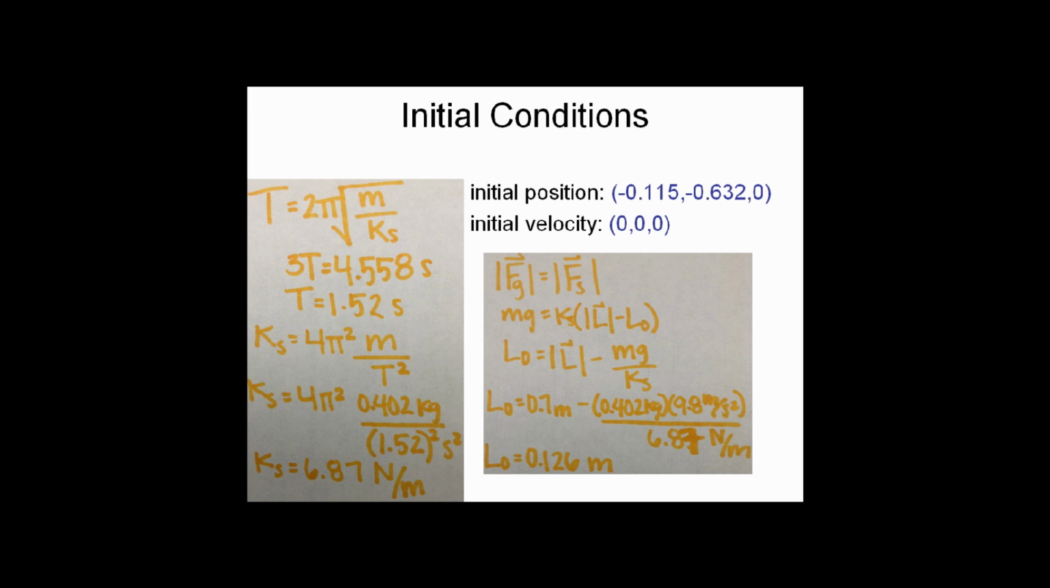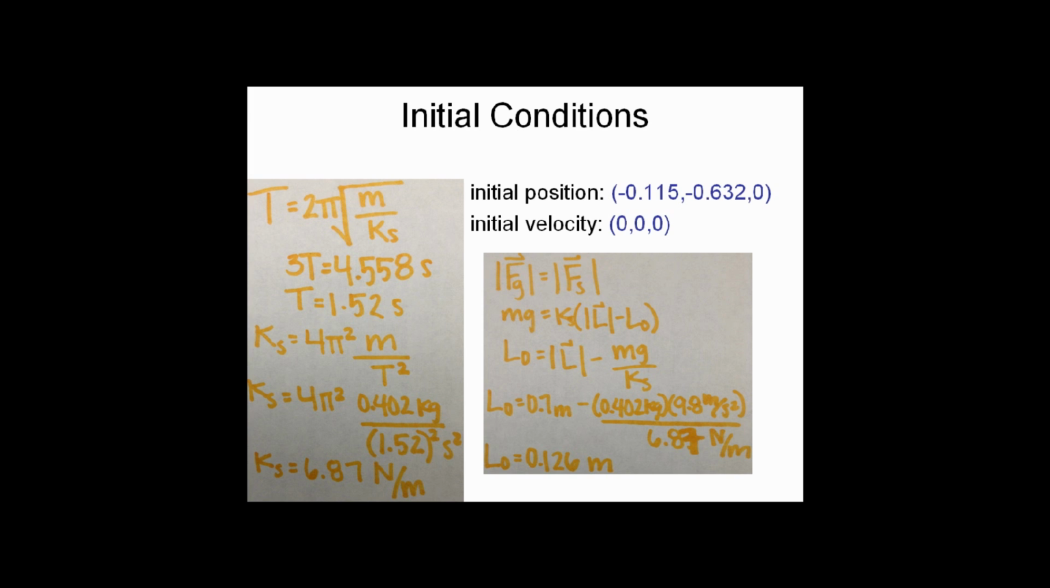In order to find the spring stiffness constant, Ks, I used the equation for oscillation period T. Using Y data, I found T to be 1.52 seconds and Ks to be 6.87 newtons per meter.